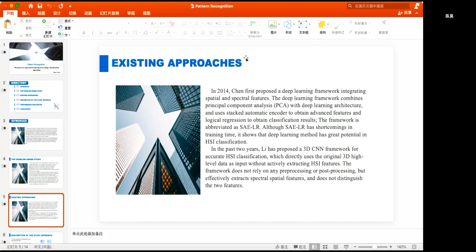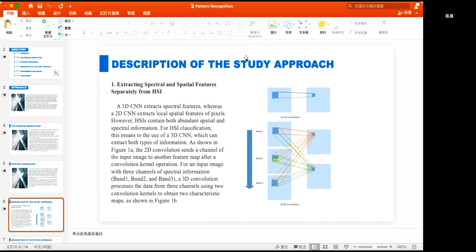And in the past 2 years, Lee has proposed a 3D CNN framework for accurate HSI classification, which directly uses the original 3D high-level data as input without actively extracting HSI features. The framework does not rely on any processing or post-processing, but effectively extracts spatial features and does not distinguish the two features. And that is a description of the study approach.